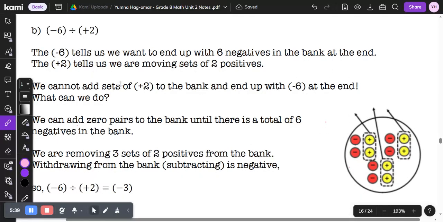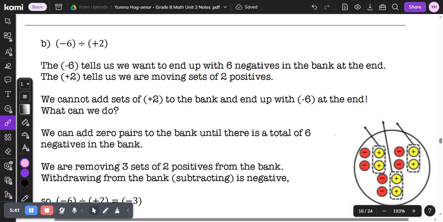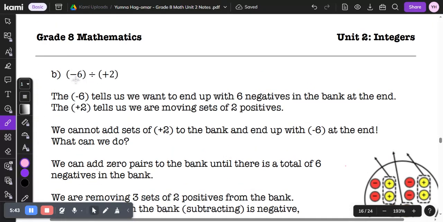We cannot add sets of plus 2. As we said, minus 6 is in the bank. We have a bank, and the amount of integers in the bank is minus 6. But all the groups have plus 2 in them. So how can the bank have a total of minus 6 integers when each group has only plus 2?